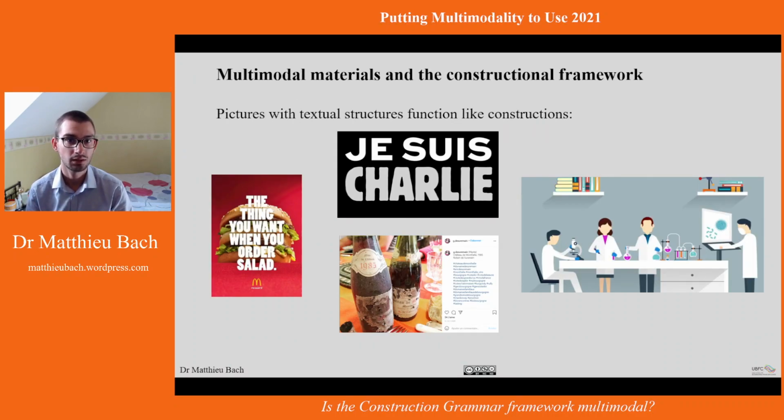And I will show you some examples now, and we will see that pictures, at least with textual structures, function like constructions. So you have here an advertisement from McDonald's, the thing you want when you order a salad, and you have a Big Mac, I think, a hamburger. It only works when you have the textual structure and the pictorial structure, and together they form the information you want to transfer. It's the same thing for Je suis Charlie. It wouldn't work if it were something else than Je suis, and Charlie is the variable component.